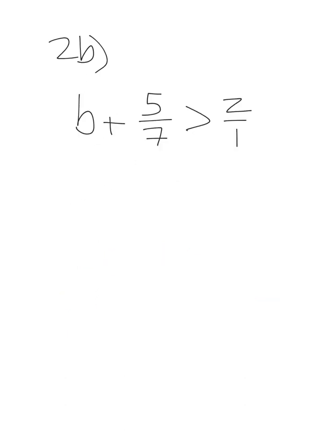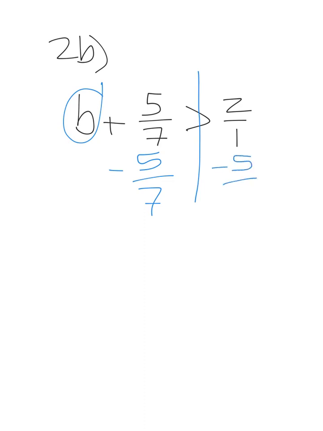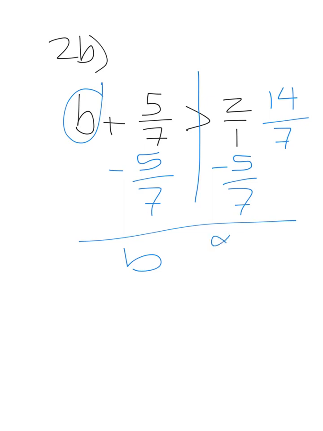2B says b plus 5/7 is greater than 2. Be careful on this one. Opposite of positive 5/7 is negative 5/7. I would find a common denominator. My common denominator is going to be 7. My 2 is going to change to 14. 14/7 minus 5/7 is 9/7. Bring down my inequality.